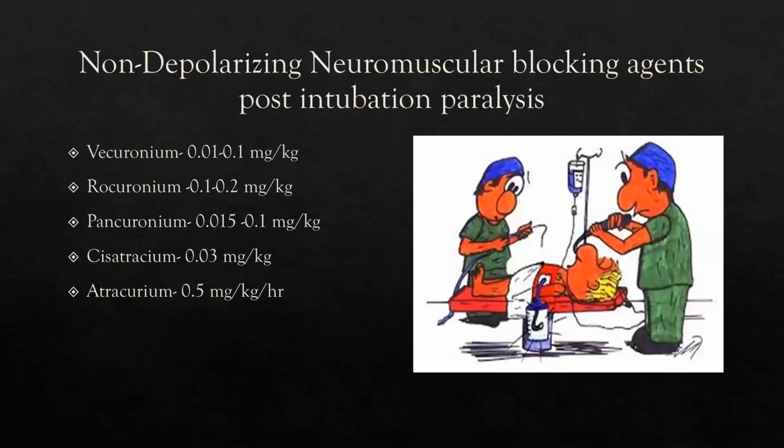So these same agents can be used for continued paralysis. We can give vec 0.01 to 0.1 mg per kg, rocuronium 0.1 to 0.2 mg per kg, pancuronium 0.015 to 0.1 mg per kg, cisatracurium 0.03 mg per kg, and atracurium 0.5 mg per kg per hour.